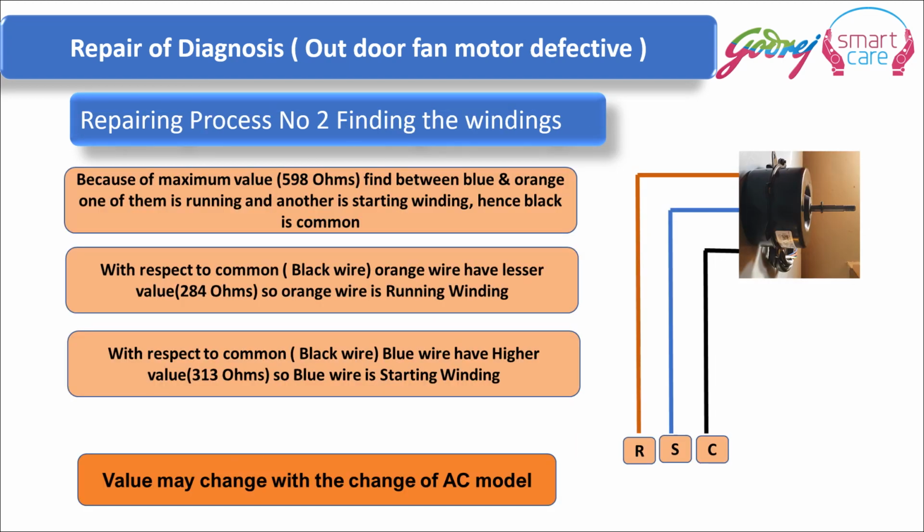We have to find the windings because the maximum value of 598 ohms is between the blue and orange wire, and one of them is the running winding and the other is the starting winding. Hence the black wire is common. With respect to the common black wire, the orange wire has the lesser value, 284 ohms, so the orange wire is the running winding. With respect to the common black wire, the blue wire has the higher value, 330 ohms, so the blue wire is the starting winding.